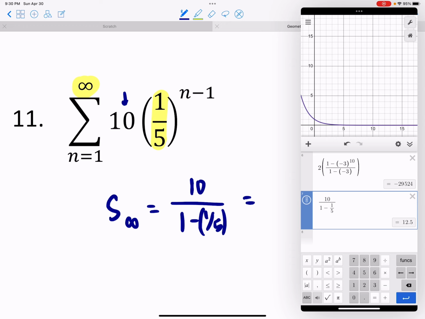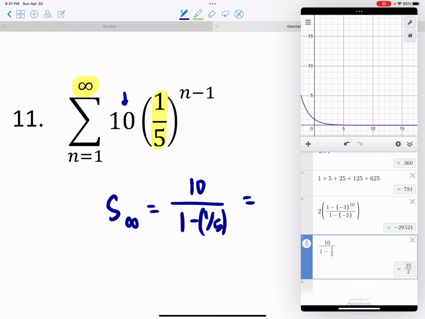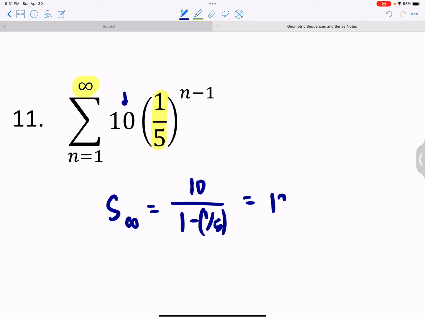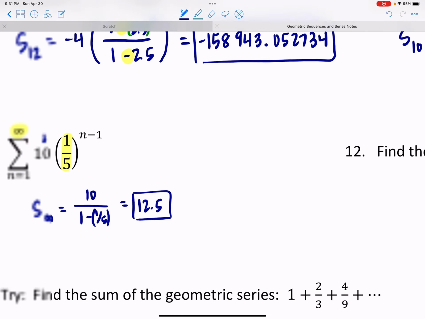Or if you like the fraction better, that would be 25 halves. So I'm going to go with 12.5, but you can make the fraction if you like that better. There it is.